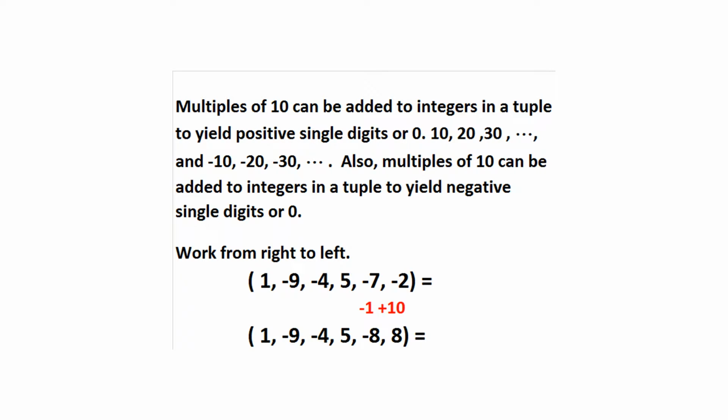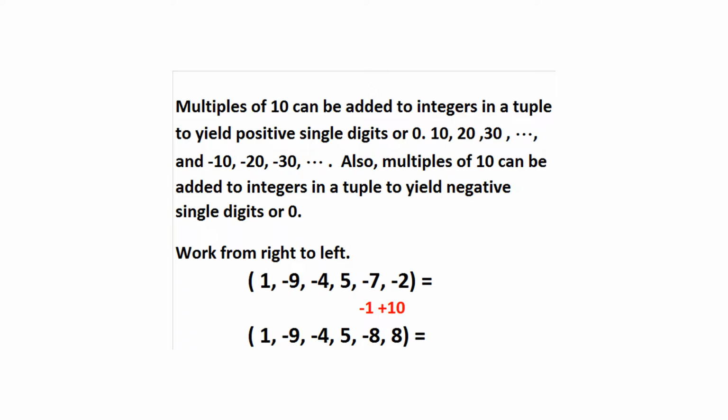Multiples of 10 can be added to integers in a tuple to yield positive single digits or 0. Multiples of 10: 10, 20, 30, 40, and so forth, and negative 10, negative 20, negative 30, and so forth. Also, multiples of 10 can be added to integers in a tuple to yield negative single digits or 0. We return to the tuple that was in the previous slide: 1, negative 9, negative 4, 5, negative 7, negative 2.